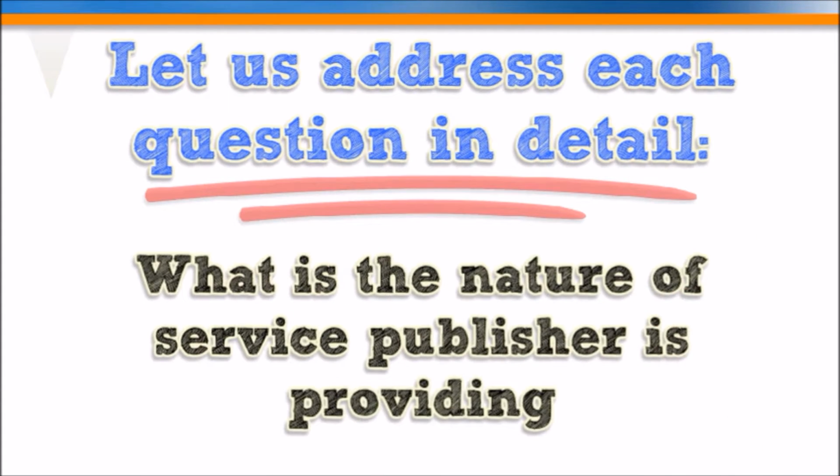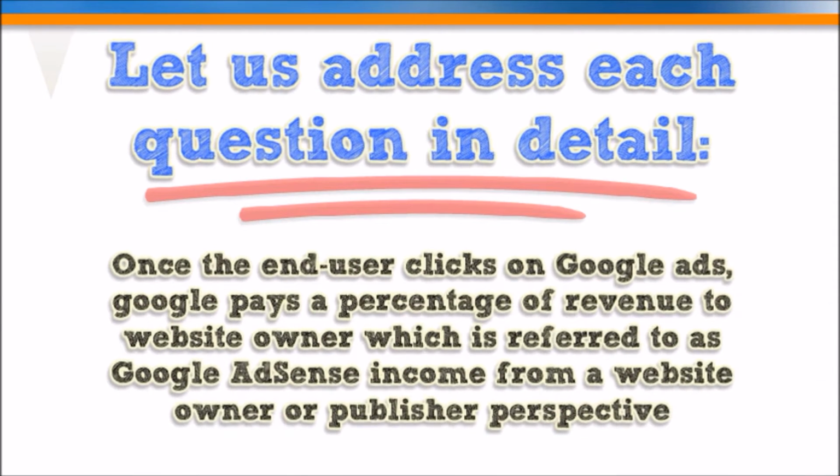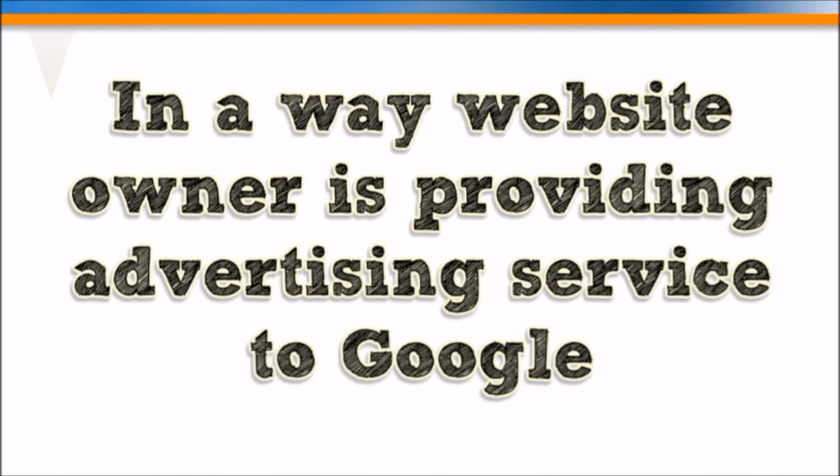What is the nature of service the publisher is providing? With Google AdSense, the website owner, normally referred to as the publisher, is providing his website space to allow Google to show ads on behalf of its advertisers who signed up for the Google AdWords service. Once the end user clicks on Google Ads, Google pays a percentage of revenue to the website owner, which is referred to as Google AdSense income from a website owner or publisher perspective. In a way, the website owner is providing advertising service to Google.